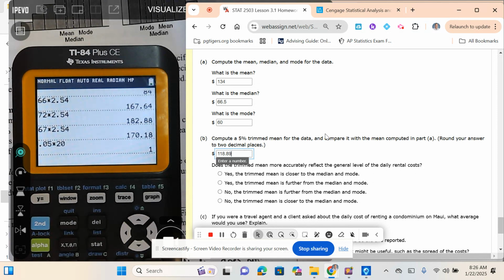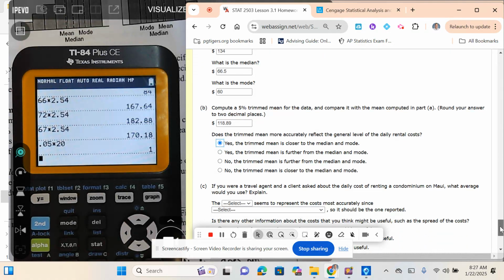So the question is, is the trim mean more accurate? If it's more accurate, you want to compare it to the other measures of central tendency. That sounds like a mouthful. What is that? The mean, median, and the mode are the measures of central tendency. Ideally, you want these three to kind of align together, be close together if they can. And so we're going to ask ourselves, is the new mean closer to the median and mode than the old mean? Yes. So this trim mean is actually probably a better estimate than the old mean.